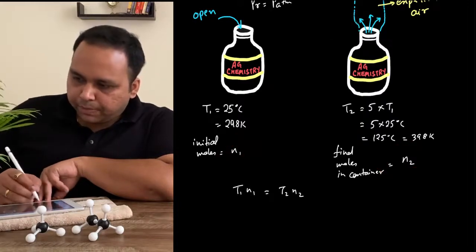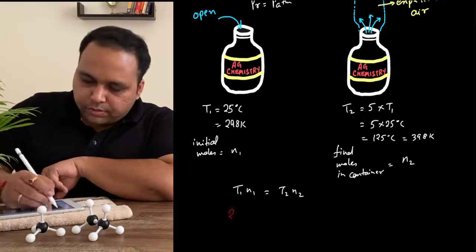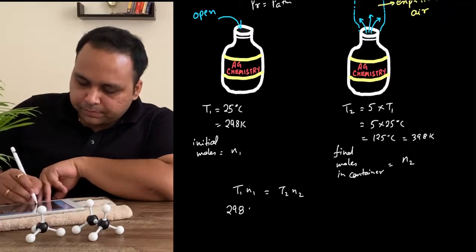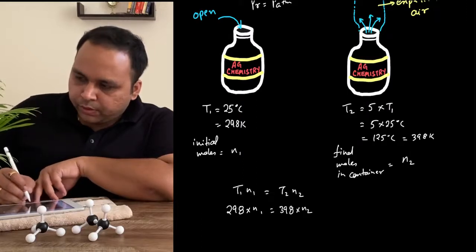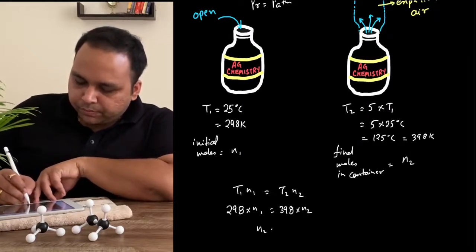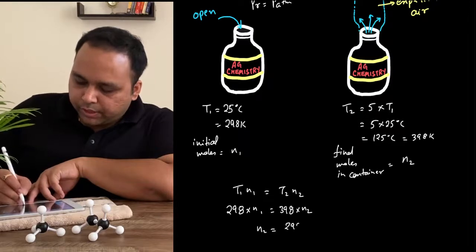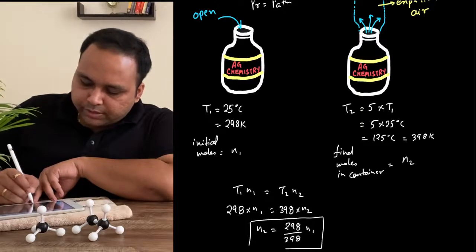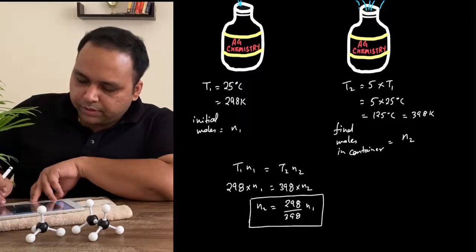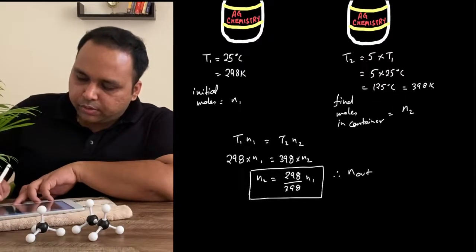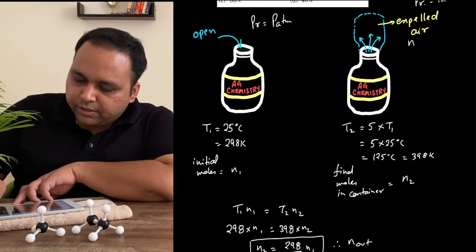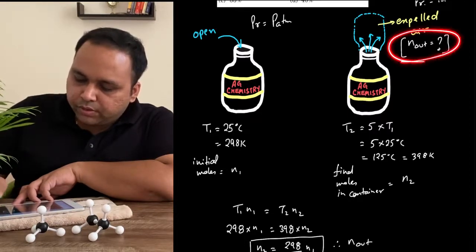T1 was 298, so 298 into N1 equals 398 into N2, or N2 is 298 upon 398 of N1. So this is the moles remaining inside. So how many moles went out? If these were the moles remaining, we need to find the moles that went out, the expelled air. This is what we need to find out.